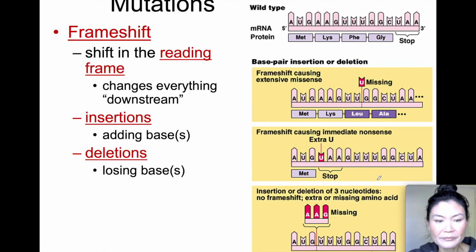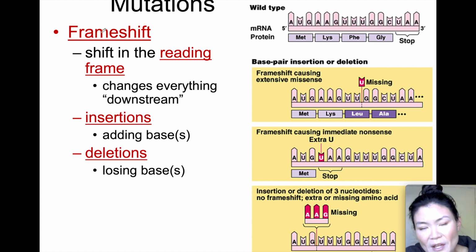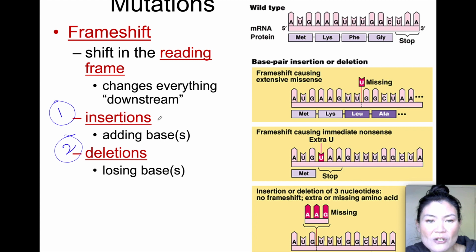Okay? All right, and then there's another type of mutation, that was point mutation. Now we're talking about frameshift mutation. This is where the codon reading frame, the 3 letters, is completely changed, and it's going to affect everything after it, okay? This can be due to insertions or deletions. These are the 2 that are going to lead to a frameshift mutation.